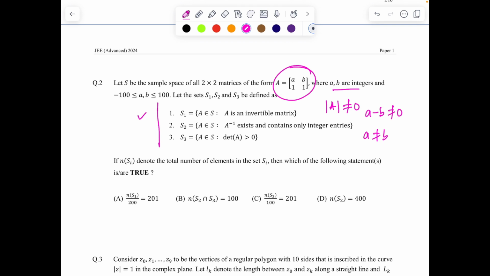Similarly, S2 is all A belonging to S so that A inverse exists and contains only integer entries. S3 is all A belonging to S so that the determinant of A is positive. For the determinant of A to be positive, A minus B should be greater than 0, which means A should be greater than B. Now already the values of A and B that are given in this window are running from minus 100, minus 99 to 100.